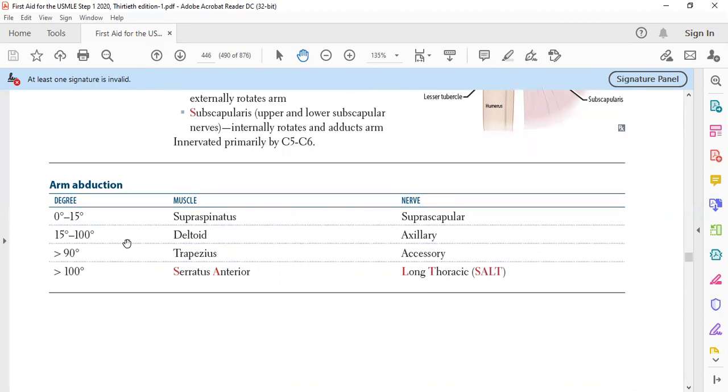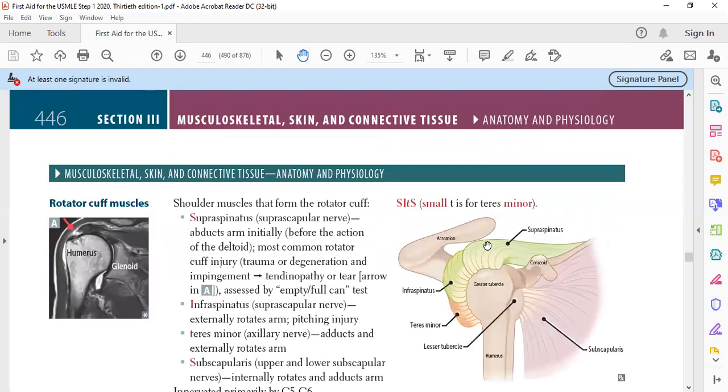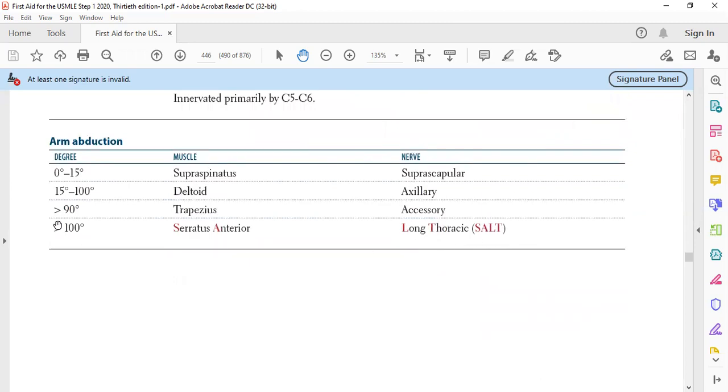And from 15 to 100 degree, we know it is deltoid, and the nerve involved in deltoid is axillary. Then at more than 90 degree, the muscle is trapezius, and the nerve involved is accessory. And at more than 100 degree, we have the serratus anterior, in which we have the long thoracic nerve.